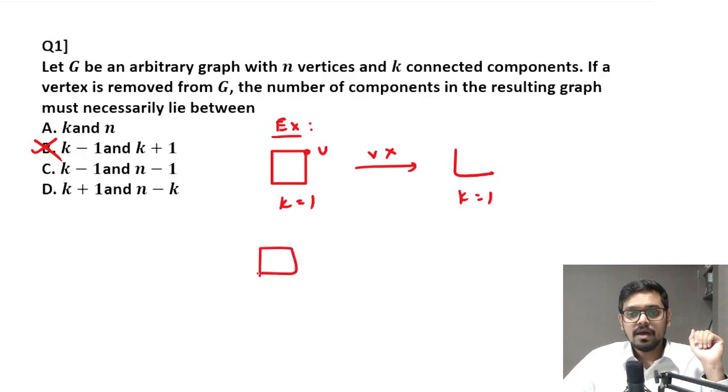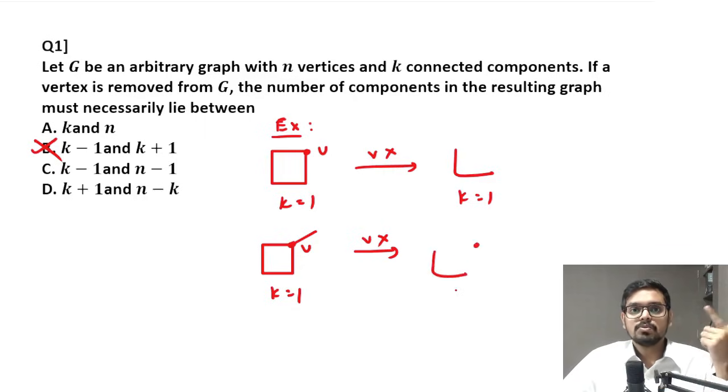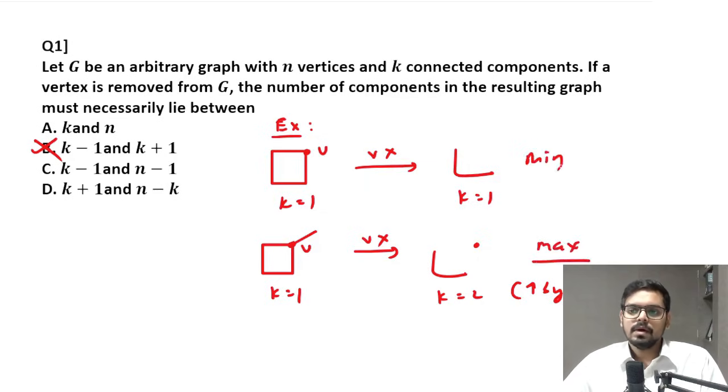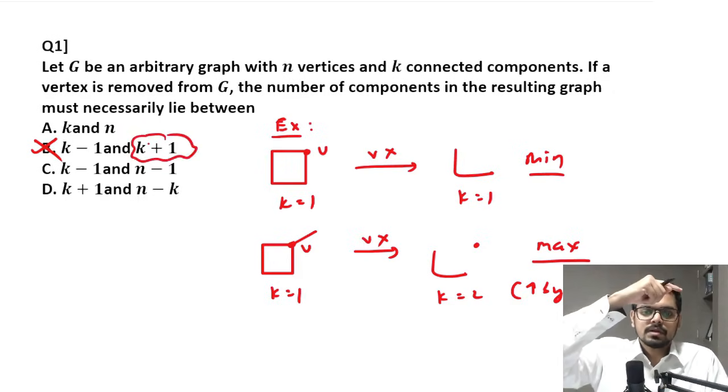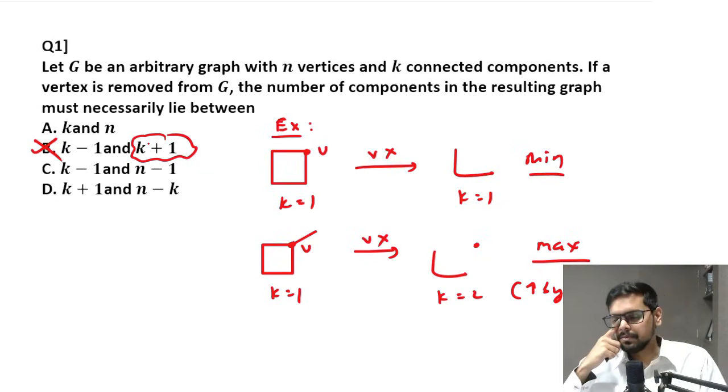But if you have a graph like this, k is 1 here, now remove V. Sir, the number of connected components increased by 1. See here, k is equal to 2. Yes, increased by 1. So the maximum is increased by 1, the minimum is like this, and they say yes, the maximum increased by 1. Earlier it was k, now it is k plus 1. If you remove a vertex, this is the maximum. This is what they are thinking. This is their thought process.